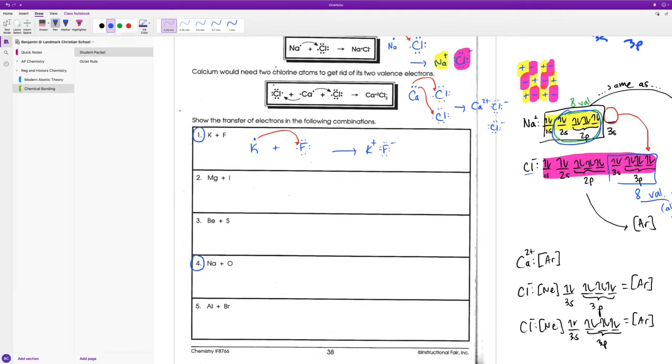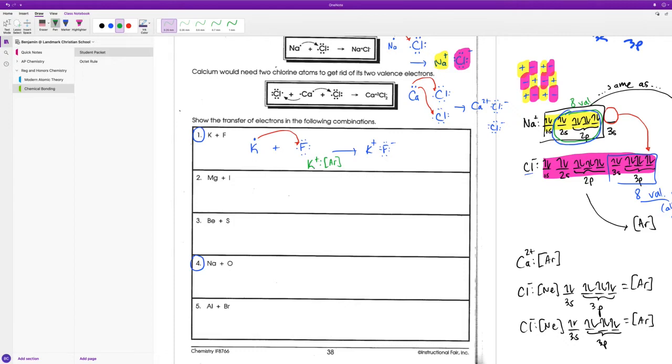Now, something else that I want you to do is, instead of merely showing the transfer of electrons, I would also like for you to state what these atoms have become like. What element is K+ like? And that's just like argon.